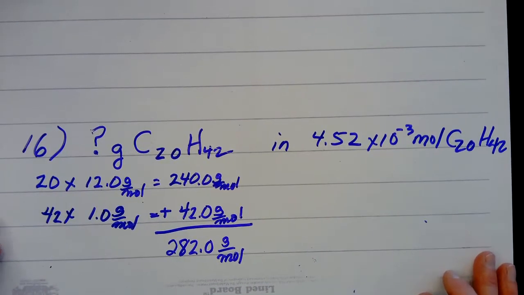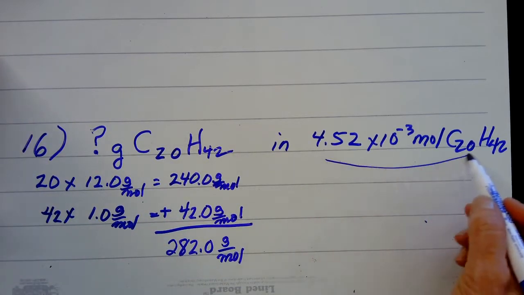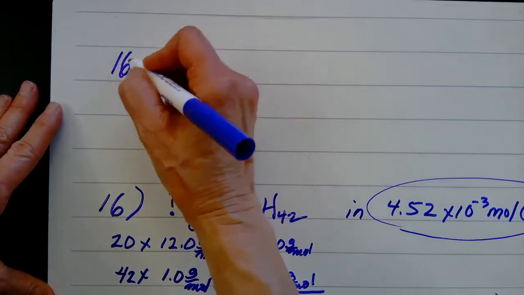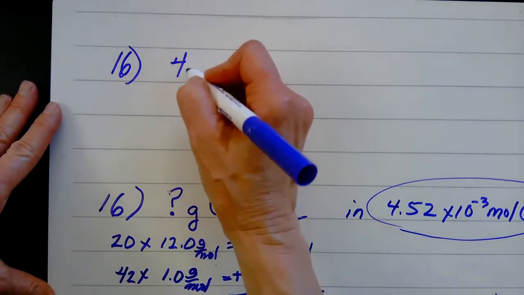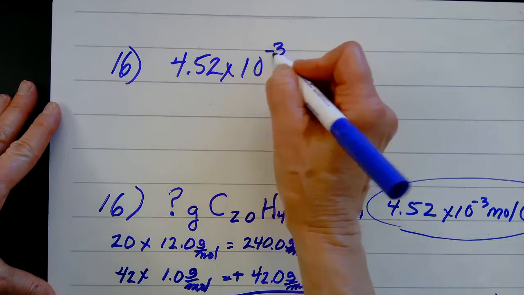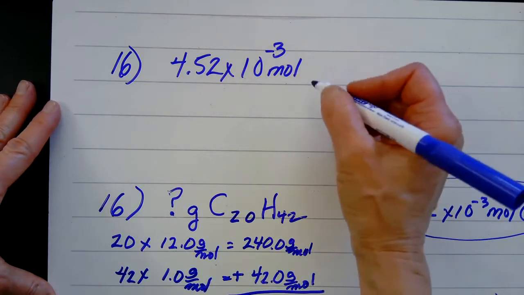Now, when we do these problems, just like with the conversion problems we worked with before, the first thing we want to do is write the given value and units. So that is this value. I'm going to do that above. So for number 16, the given value is 4.52 times 10 to the -3rd moles, and that's moles of C20H22.